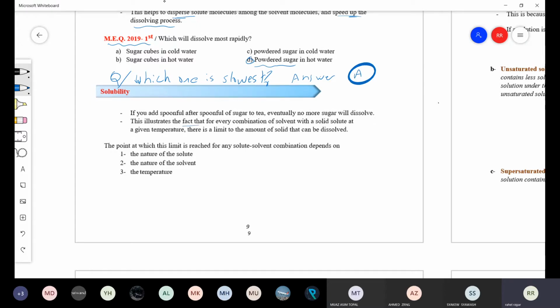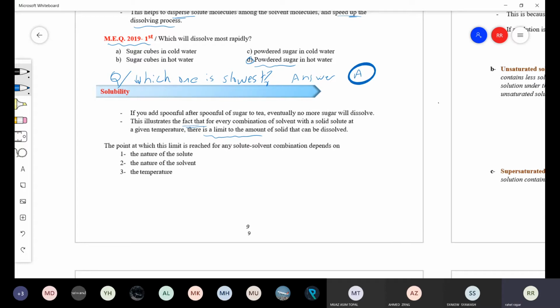This illustrates the fact that for every combination of solvent with a solid at a given temperature, there is a limit. What does this mean? It means that for every solid in a solvent at a certain temperature, there is a limit. For example, at that temperature, only this amount of solid can be dissolved in a solvent, which we'll get to later by numbers. We'll talk about the numbers, how these limits are reached. But the limit depends on three things.